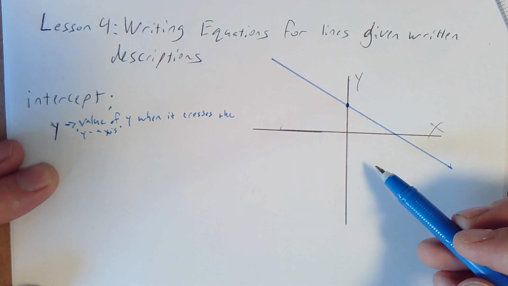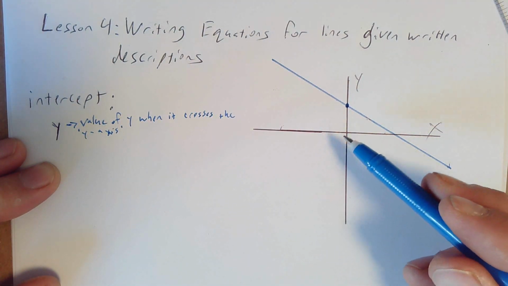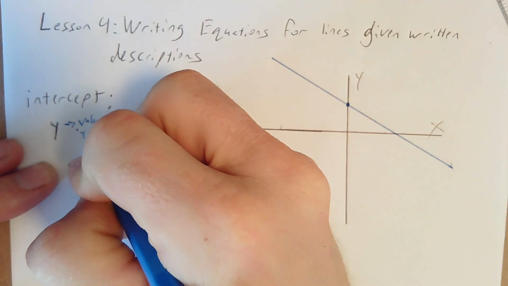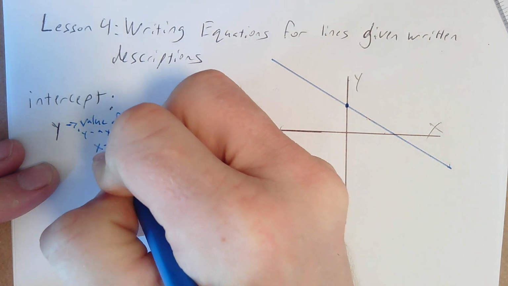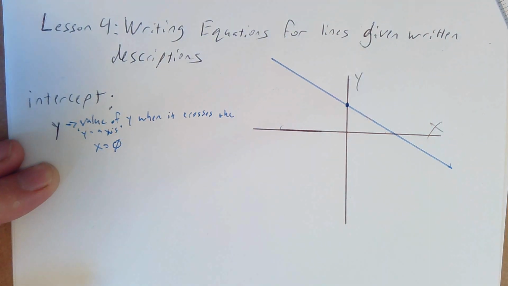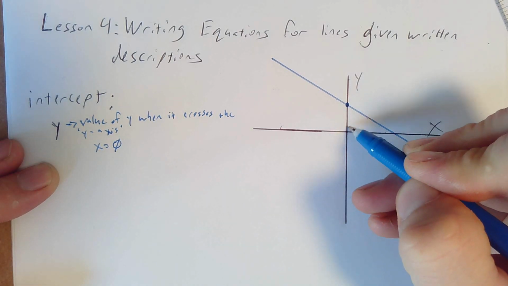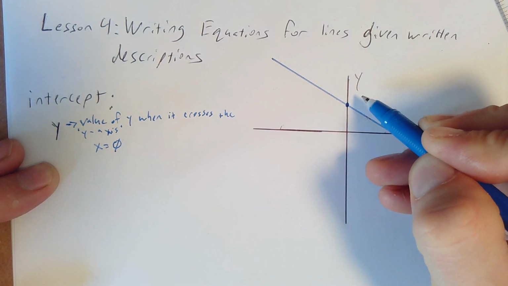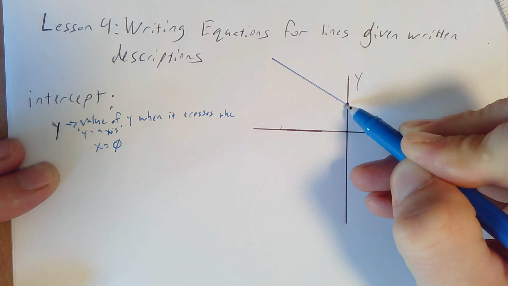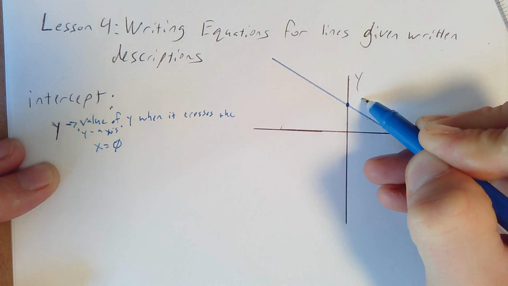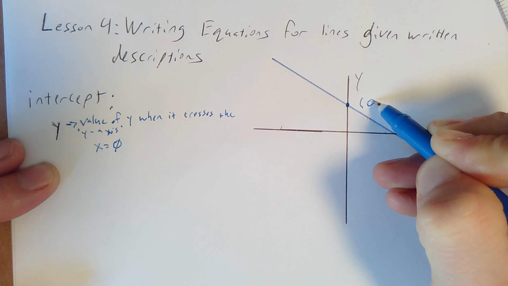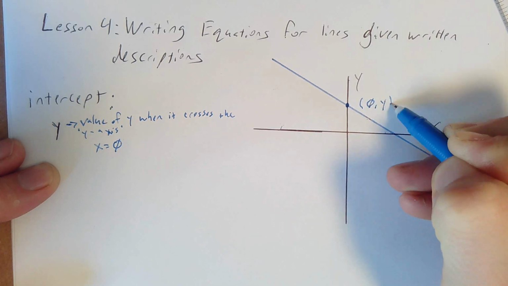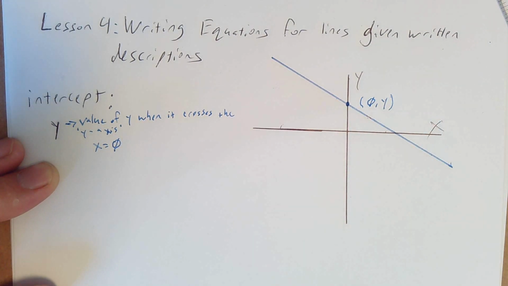And what do you notice about the x value when this happens? Well, x will equal 0 at this point. Our x value for when it crosses the y-axis is 0. So this point would be 0, comma, whatever y is, because x is 0.